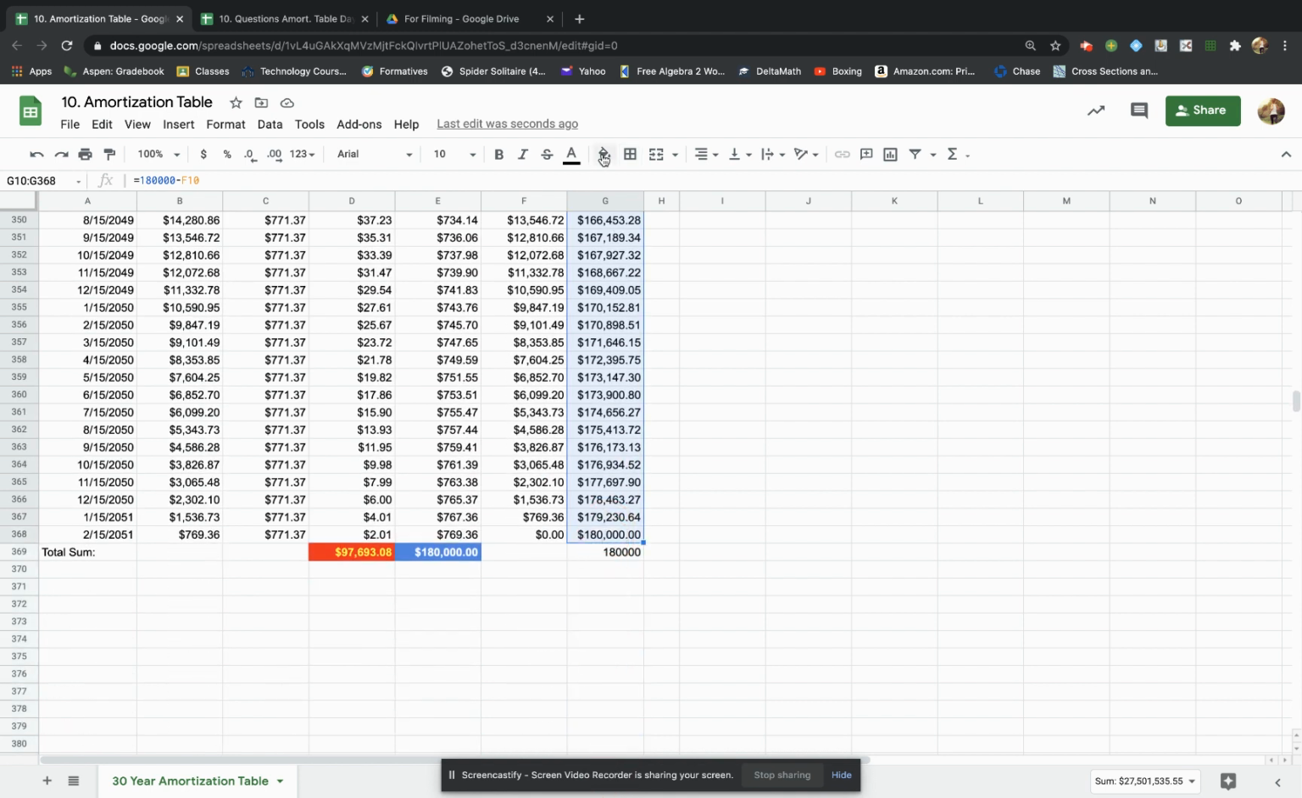Let me just make this yellow. And I don't need this 180 right here. I'm going to delete it. And of course, at the end, I should have complete equity, $180,000.